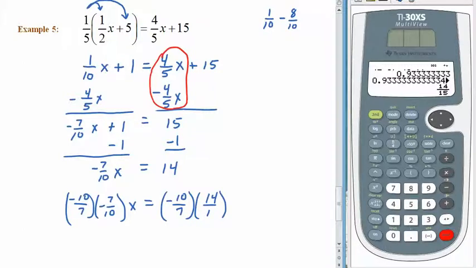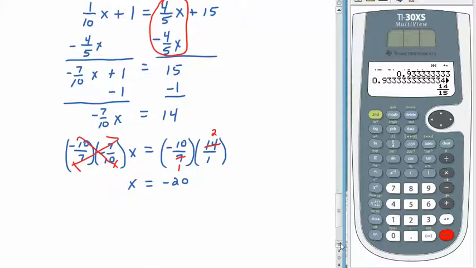All right, so -10/10 is 1, 7/7 is 1. We're left with a great big fat 1x on the left-hand side. On the right-hand side, we look around for some common factors. 7 goes into 7 one time, 7 goes into 14 twice. -10 times 2 is -20. Oh, that feels kind of nice, doesn't it? It's kind of good to get a number that's not a fraction for an answer sometimes.